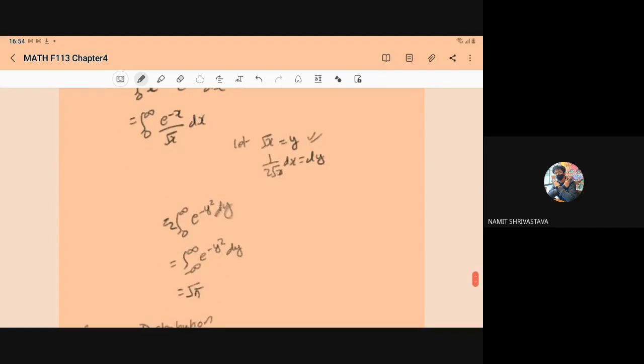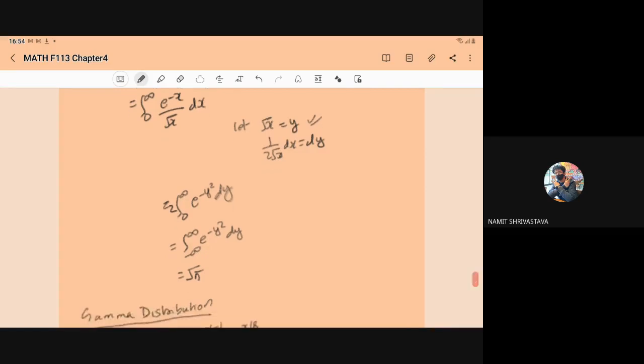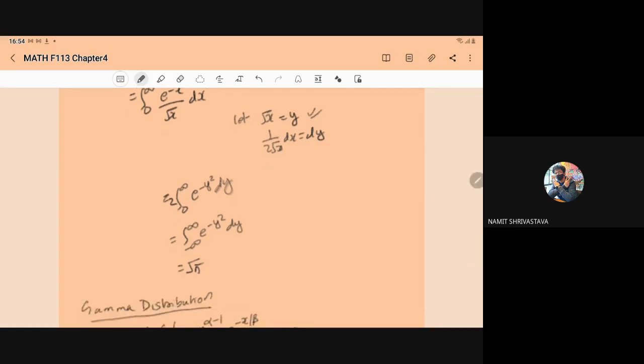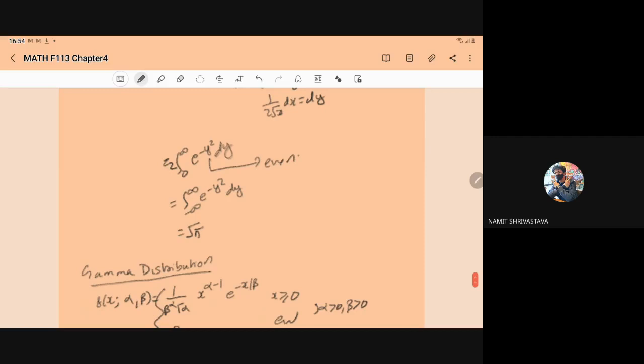So when we substitute, it becomes 2 times the integral from 0 to infinity of e to the power minus y square dy. Because e to the power minus y square is an even function, you know that, so 2 times the integral from 0 to infinity can be written as the integral from minus infinity to infinity of e to the power minus y square dy. In the previous class I told you its value: this integral is root pi. So now you can say gamma of half is equal to root pi. This is another important result. In the next class we will start the gamma distribution on Wednesday.